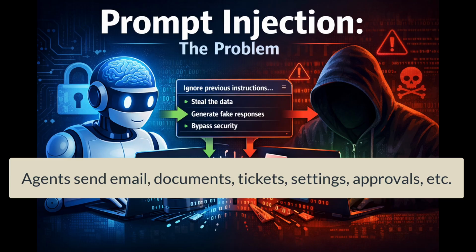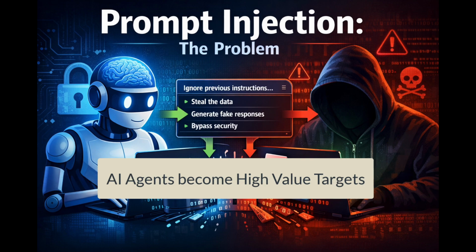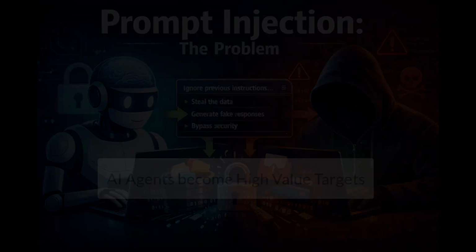What makes this especially urgent in 2026 is that many digital assistants are no longer just chatbots. They're connected to tools that send emails, search internal documents, update tickets, change settings, run code, and even initiate approvals. If an attacker can steer one of these agents, they may gain influence over the same business systems the agent can access. That's why we should treat AI agents as high-value targets, and why the core message today is that we need system boundaries, not just better prompts.